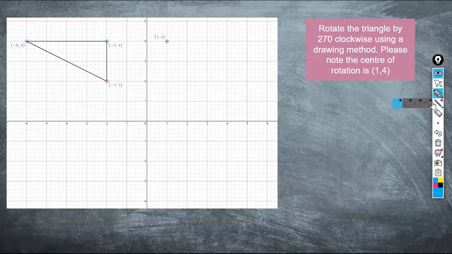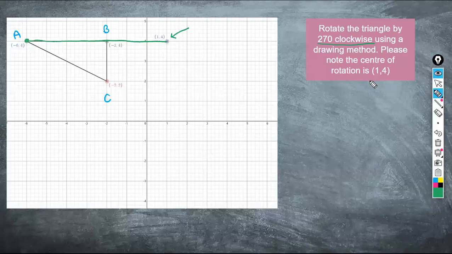So let's do this, guys. Let's call this point A, point B, and point C. Let's start off with point A. To rotate it by 90 degrees anti-clockwise, I'm going to take point A and connect it to the center of rotation. Remember, the examiner told us the center of rotation is 1, 4. So let's say the length of this line, the green line, is 11 centimeters. Remember, you have to take your ruler.